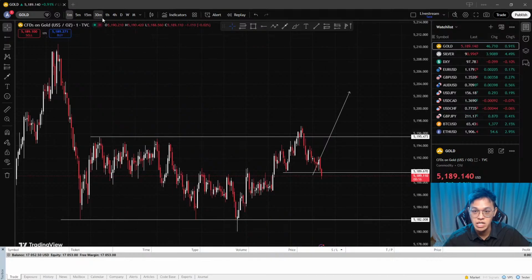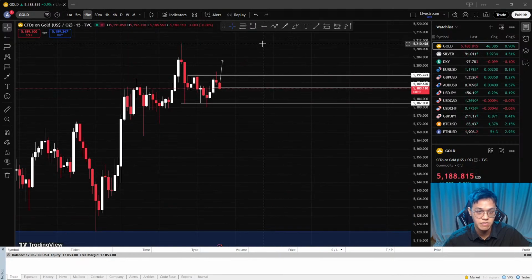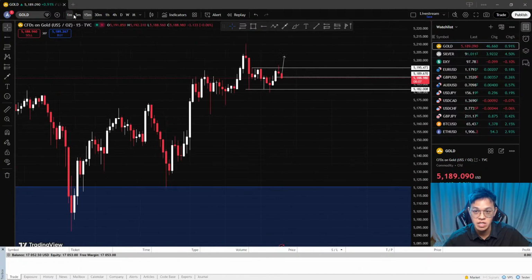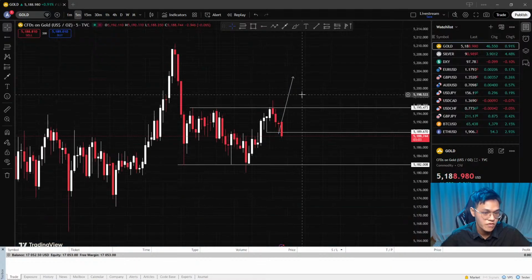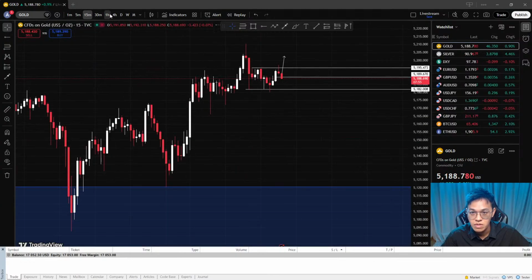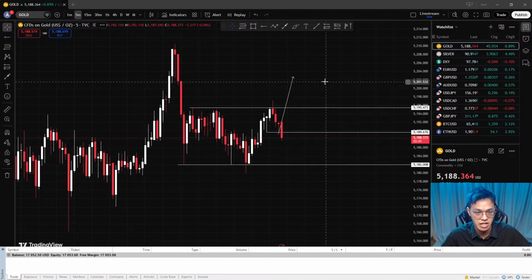I think there will be a pump or dump like yesterday, okay? Because here is the sideway, here is the ranging. After the sideway, normally there is a pump or dump. So be careful, guys. I think there should be a pump or dump tonight.